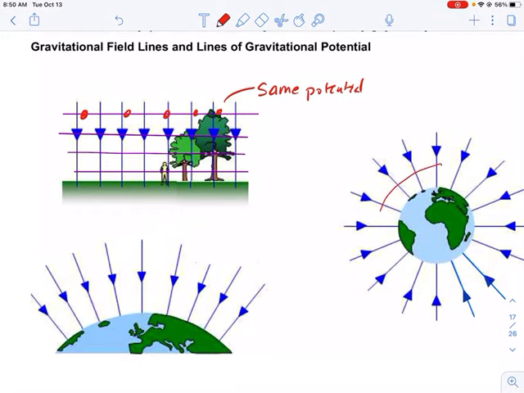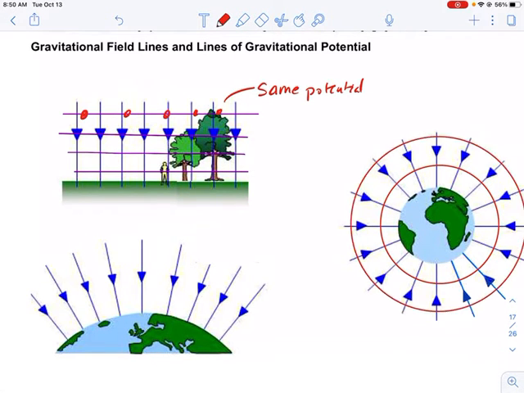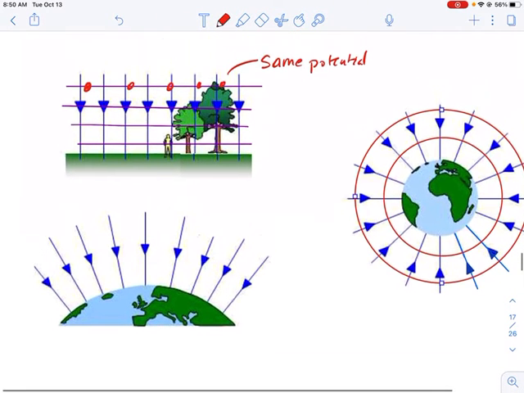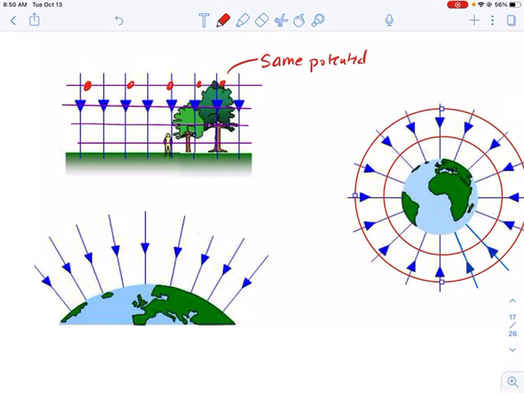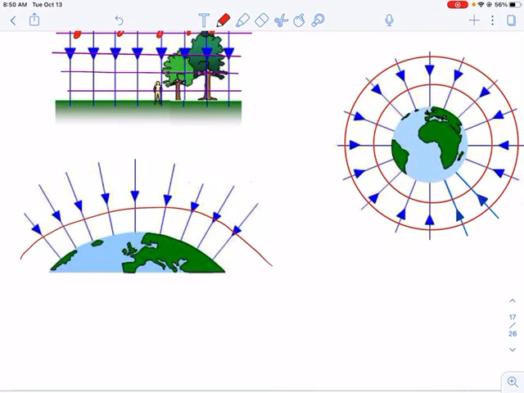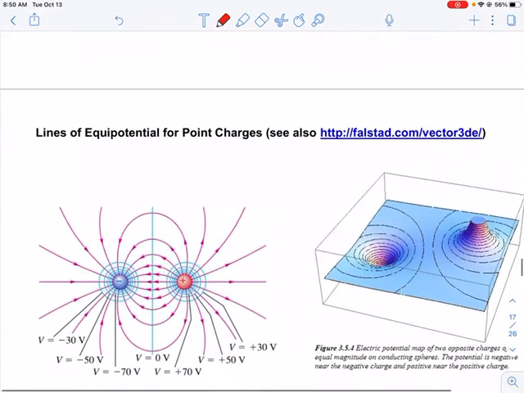If I wanted to draw a line of equipotential around the Earth, it would be a circle. I can draw multiple lines of equipotential around the Earth, like that. Or if I'm in between the surface and zoomed out, a line of equipotential would look something like that. This is supposed to be equally distant from the surface of the Earth.